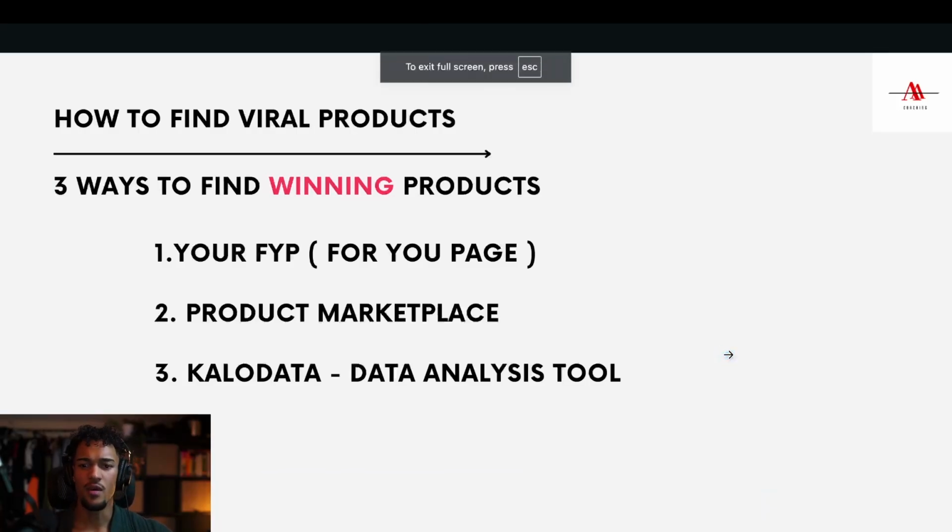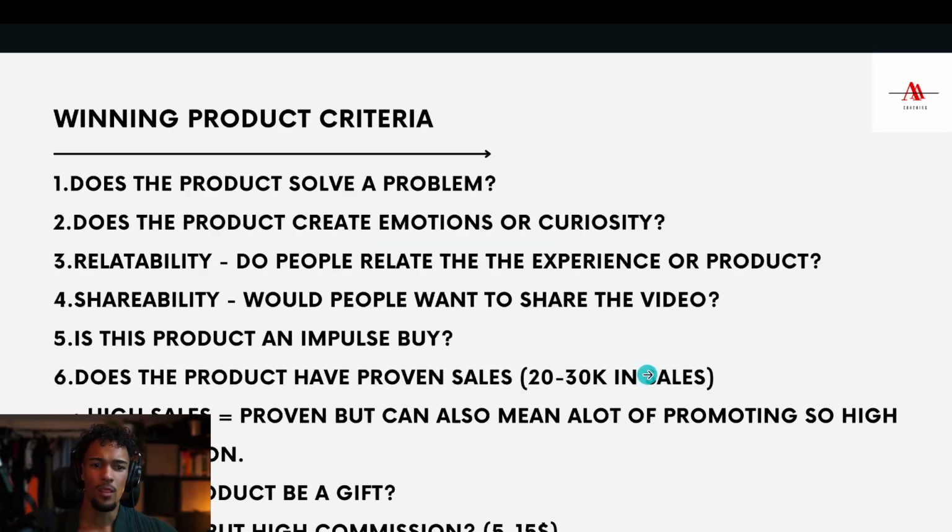Those are the 3 ways that you can find winning products for your TikTok Shop affiliate. But what is the winning product criteria that we want to use? The biggest thing to be able to find good products and not find really stupid items that truly nobody's going to buy is, does this product solve a problem? Granted, there's multiple ways to find out if this product solves a problem.